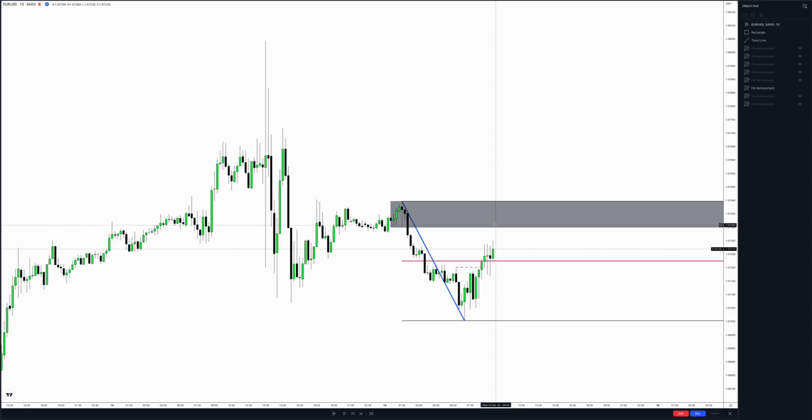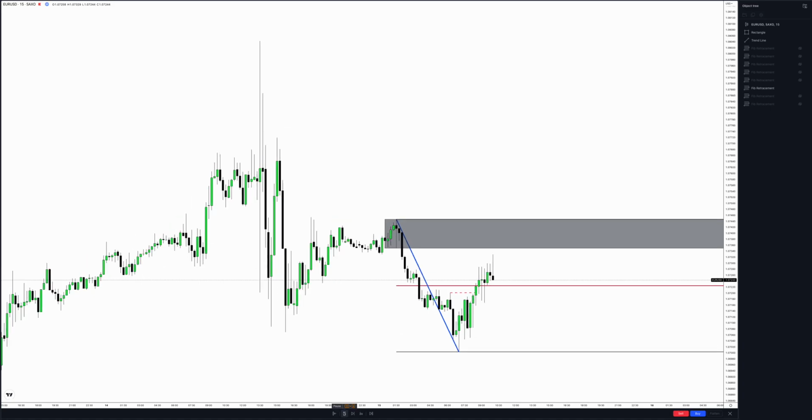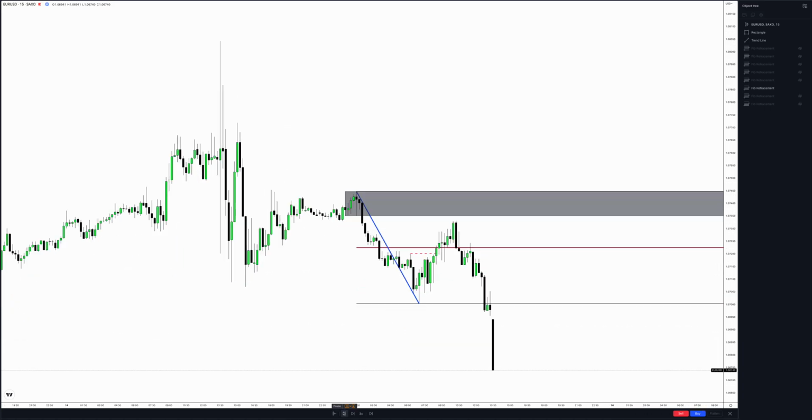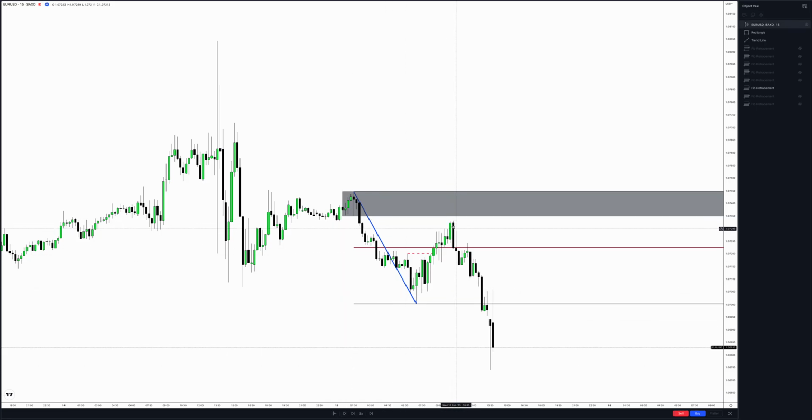If I get a long in here, I want to get out, because to my eyes market structure is still down, even if flow on M15 looks bullish right now. Okay, let's see what happens. Here you go. So we went back in premium, fair value gap, this breaker, and dump it, okay?